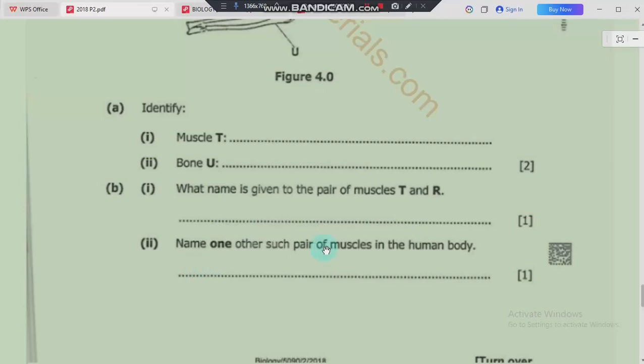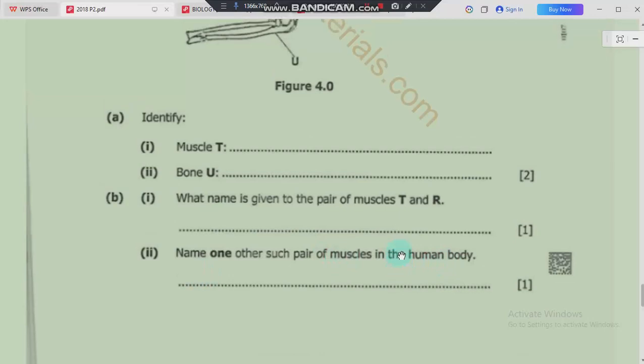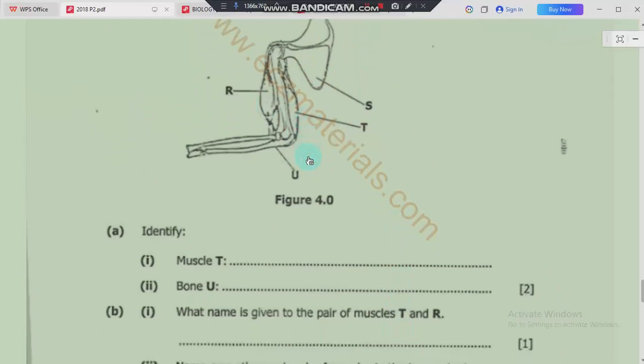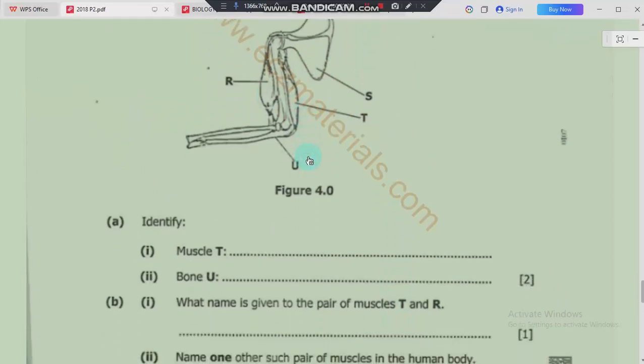Name one other pair of muscles in the human body. So apart from the biceps and the triceps, where else do you think we have antagonistic muscles in the human body? Okay, I've given you 10 seconds to try that one out. By the way, your time is up.